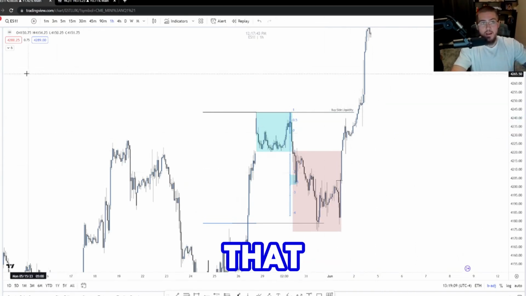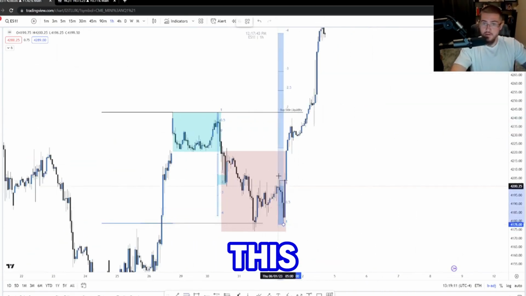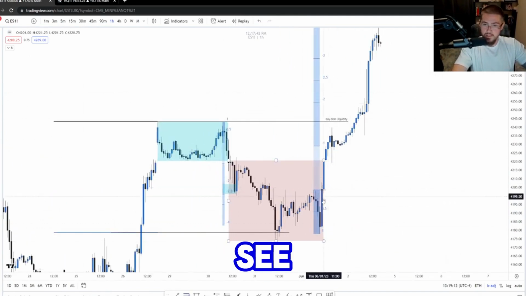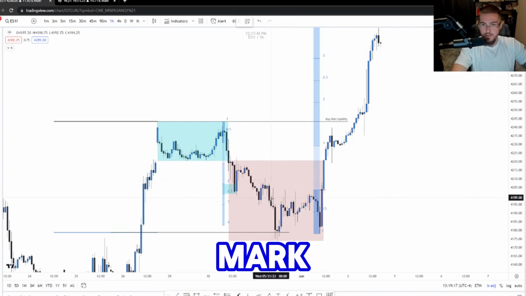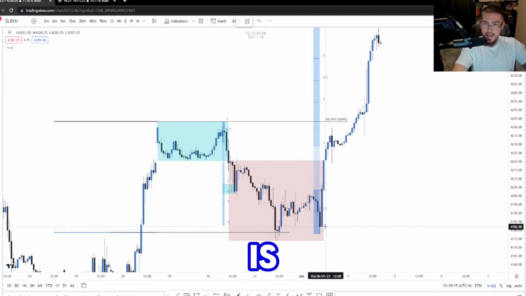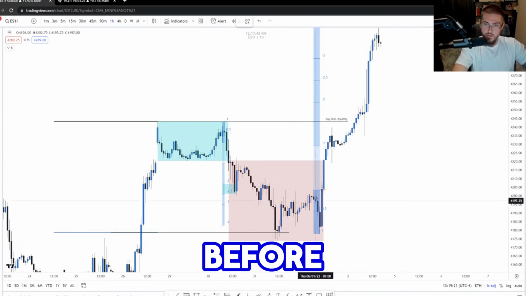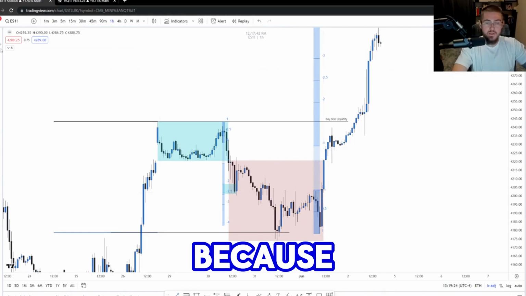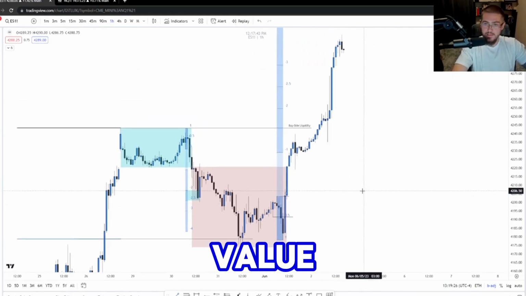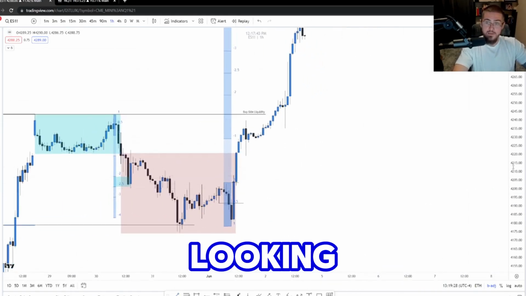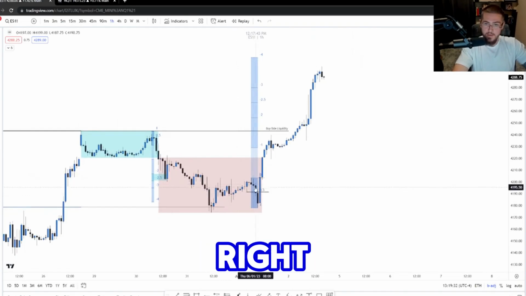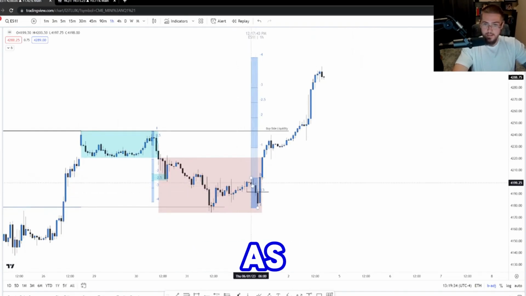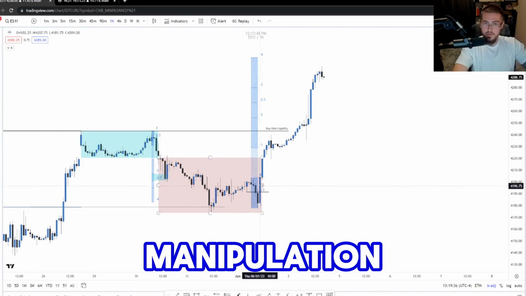Now, another way that you can look at this is you see that this last little swing, this was the last manipulation, right? You could also mark this out as well. What I like to use is the last manipulation before the overall shift happens, because that's really what we're looking at as high value. Because again, if we're looking at everything in terms of power of 3, we're looking at this last little range coming into that New York session as a likely accumulation, manipulation, distribution.